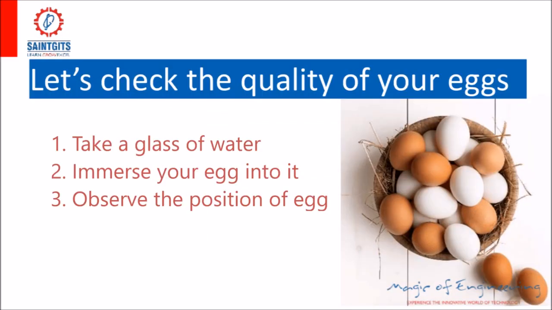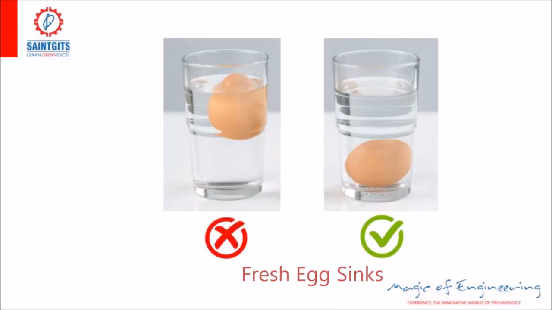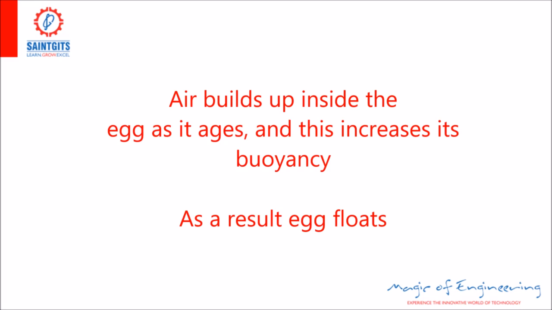Let's check the quality of your eggs. Take a glass of water. Immerse your egg into it. Observe the position of the egg. Fresh egg sinks. Air builds up inside the egg as it ages, and this increases its buoyancy. As a result, the egg floats.